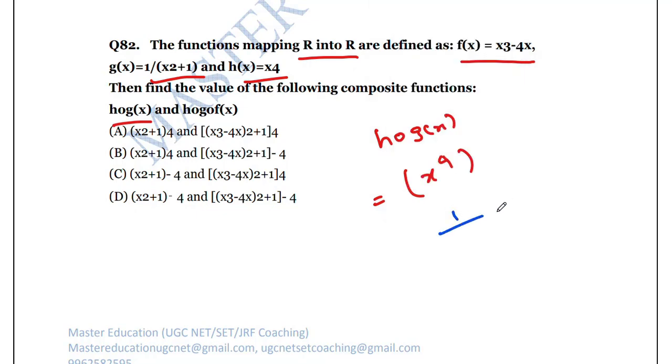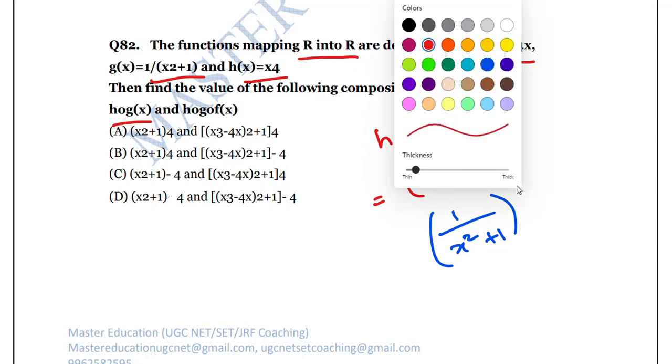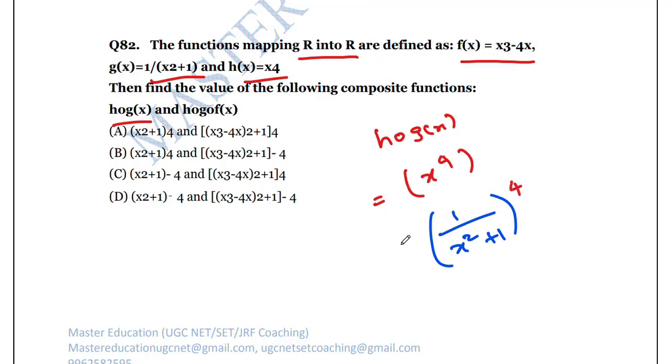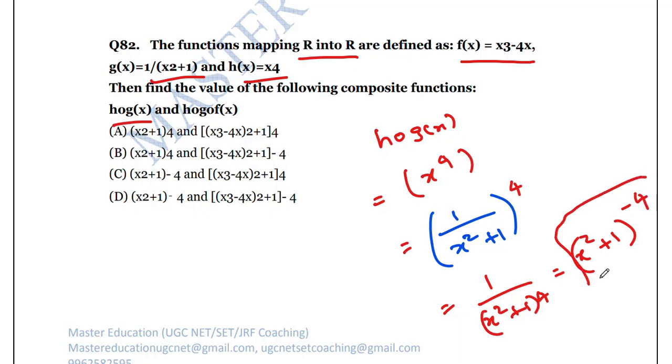In this x power 4, I have to apply g of x. So what is g of x? 1 divided by x squared plus 1, so I am assigning that in place of x, to the power of 4. So what will you get? 1 to the power of 4, that is 1 only, divided by x squared plus 1 to the power of 4. If you take this x squared plus 1 to the upper side, you will get x squared plus 1 to the power of minus 4. So h of g of x is x squared plus 1 to the power of minus 4.